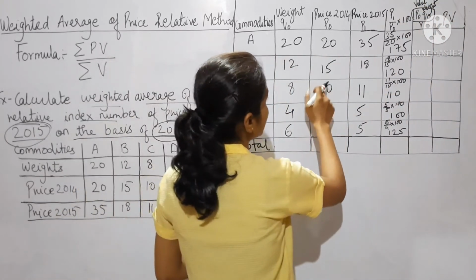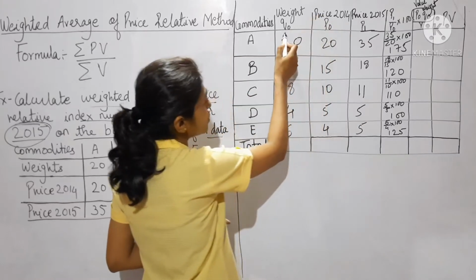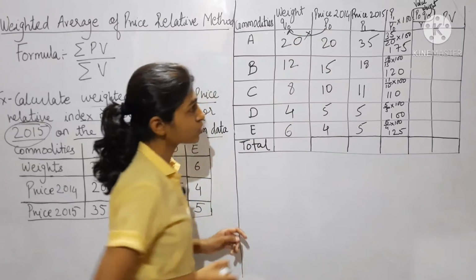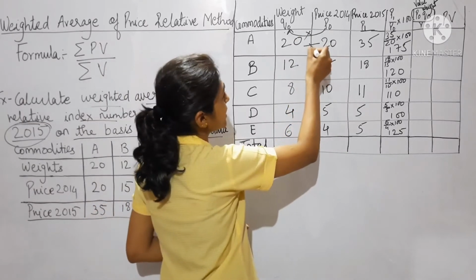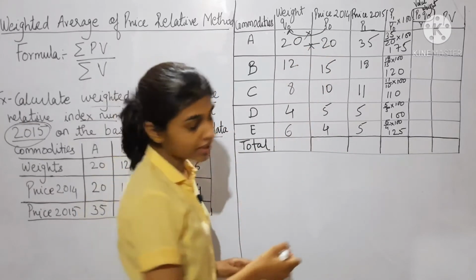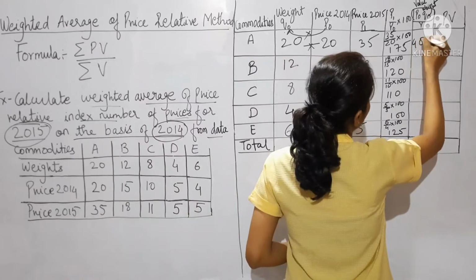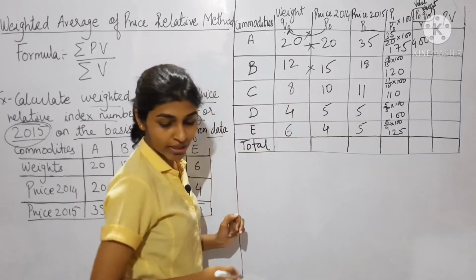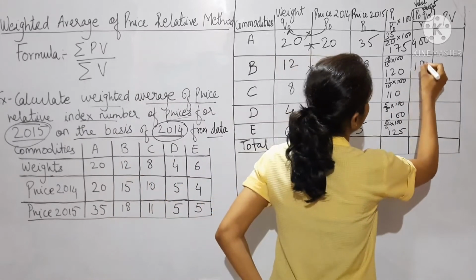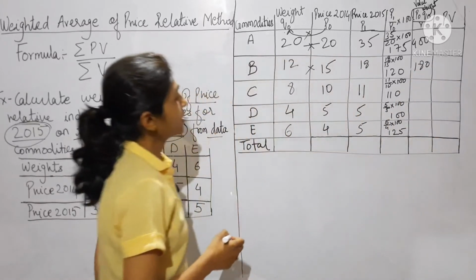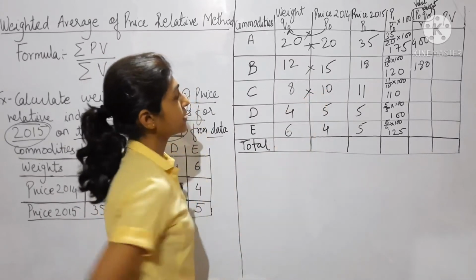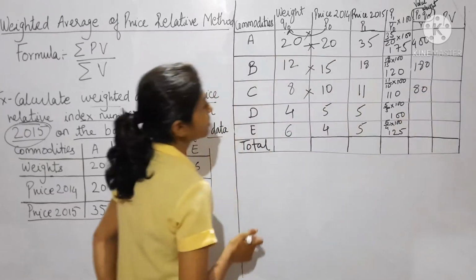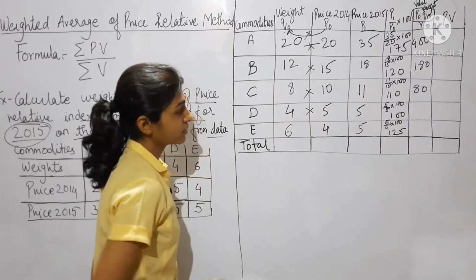Okay, so where is P0? Here, and Q0 is here. So multiply P0 by Q0. So 20 multiply by 20, we get 400. Okay, then 15 multiply by 12, we get 180. Next 10 into 8, 80. 5 into 4, 20.